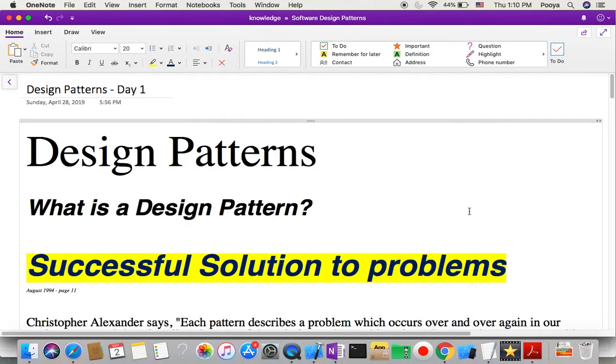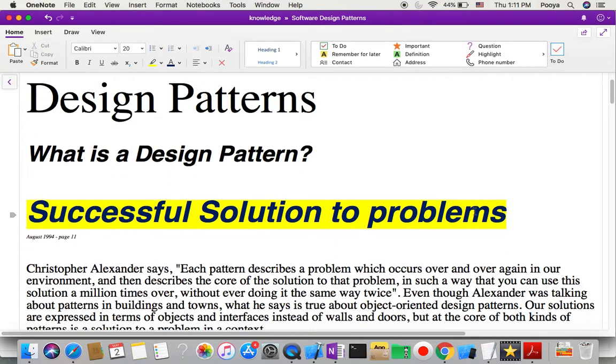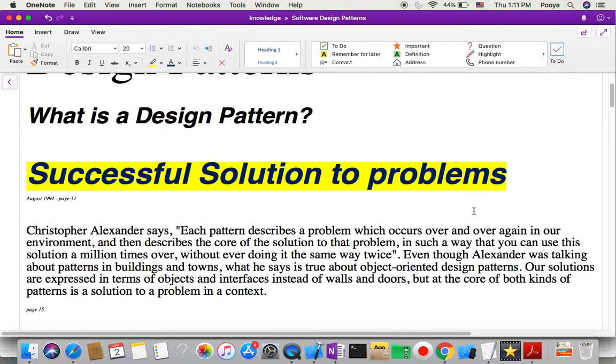Okay, so what is a design pattern? The simplest question that your interviewer can ask you about design patterns. You need to have a good answer to this to increase your chance. So the short answer is: a successful solution to problems. This is a short and good answer, but it's not enough. You need to impress your interviewer.